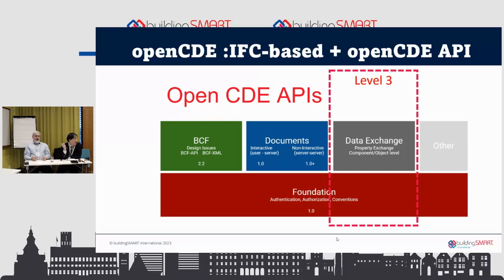Someone knows about the 1.0 and 1.1. It says the server to server is 1.0 plus, and then the user to server. So system to system, the connection, and that standard is defined here. 1.0 plus is the answer here now. But anyhow, I want to go forward. So the next one is data exchange, and it's under level 3.